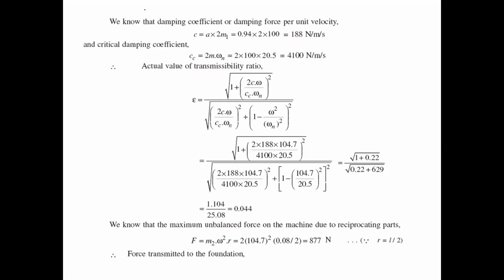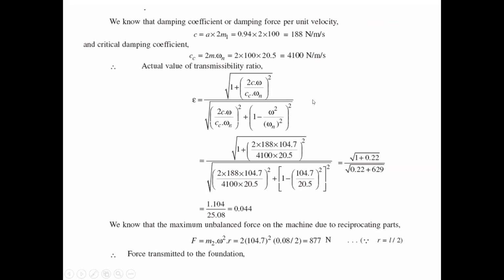4100 Newton per meter per second. So now going to find our transmissibility ratio. What is the main equation for the transmissibility ratio? That is ε equals square root of 1 plus (2cω/ccωn) whole square, divided by square root of (2cω/ccωn) whole square plus (1 minus ω²/ωn²) whole square. So this main equation has been considered.